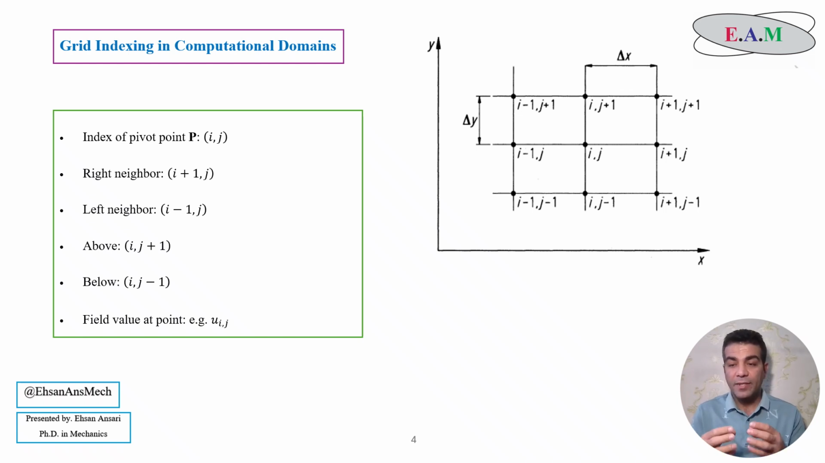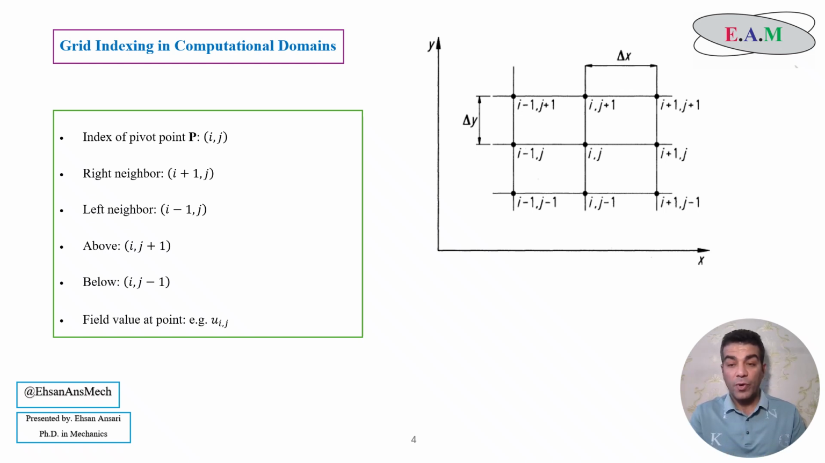Its immediate neighbors are then i+1, j to the right, i-1, j to the left, i, j+1 above, and i, j-1 below. At each of these nodes, we store our field variable. A field variable can be temperature, pressure, displacement, or whatever quantity we're solving for, written as u_{ij}.